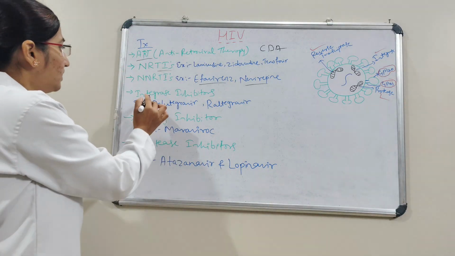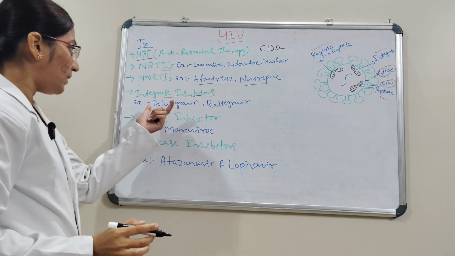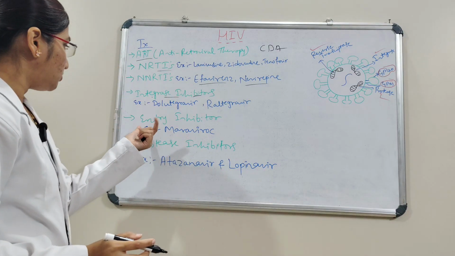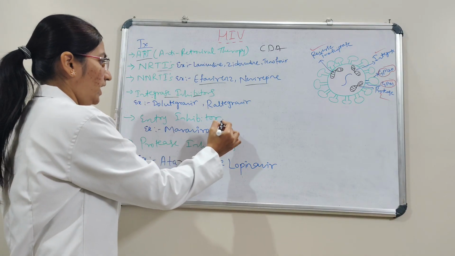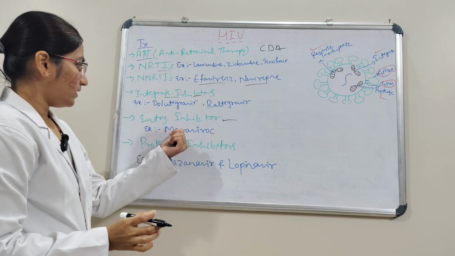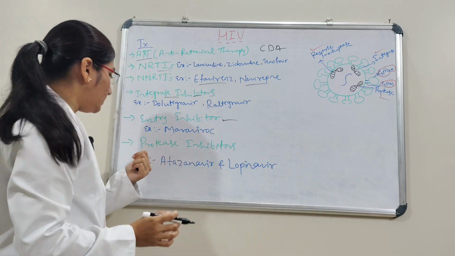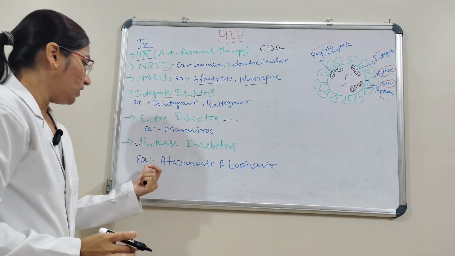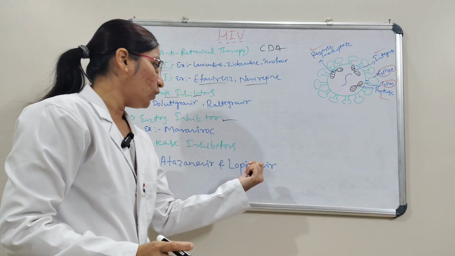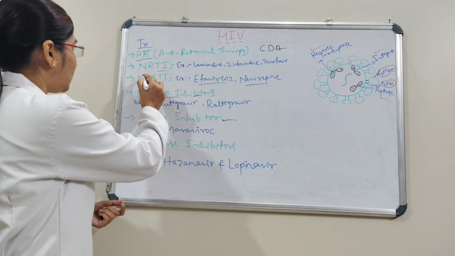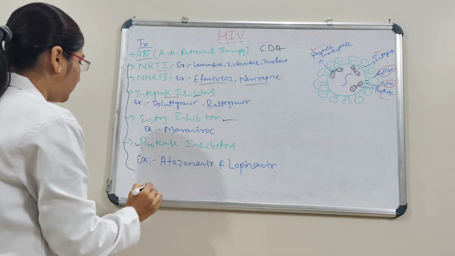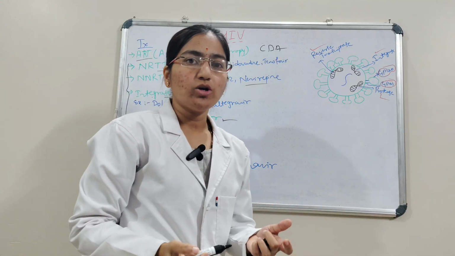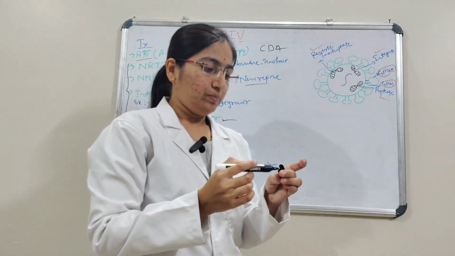And then the third one, integrase inhibitors, for example dolutegravir and raltegravir. The next one, entry inhibitor, for example maraviroc. And then the last class of drug, protease inhibitors, for example atazanavir and lopinavir. These are the five classes of drugs. This is all about HIV.